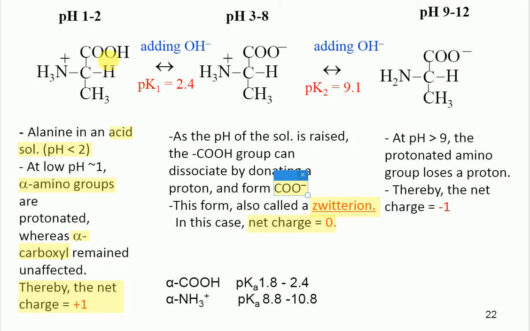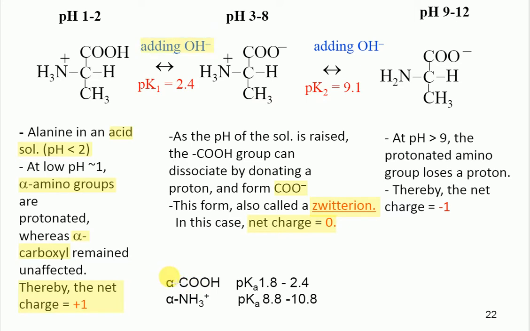So originally, we can see as more OH is added here, this hydrogen was donated, forming this Zwitter ion, because it just had a positive charge before, now it has a positive and a negative charge. So the net charge is 0 now here.